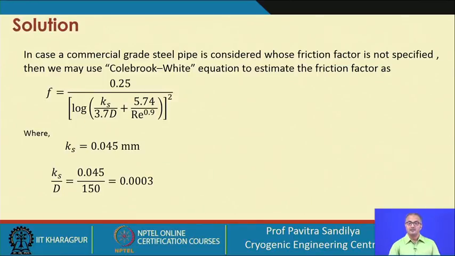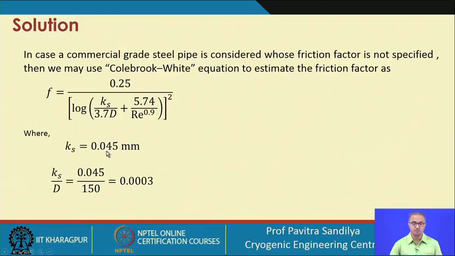So, now when we talk of some commercial pipe, then the friction factor is not generally specified. In that case, what do we do? Then we have to choose some appropriate correlation to estimate the friction factor, and one of these correlations is the Colebrook-White equation. This is the expression here, and in this case ε is the roughness factor, which will also be specified in the literature for a given pipeline.